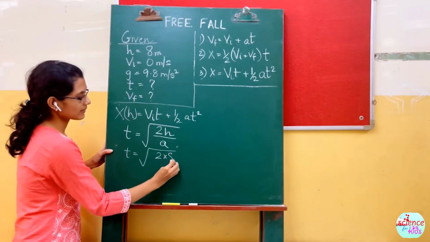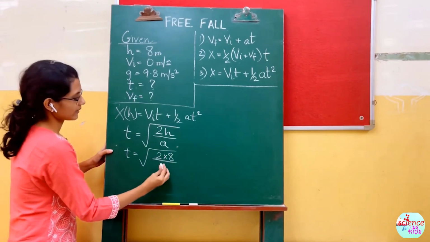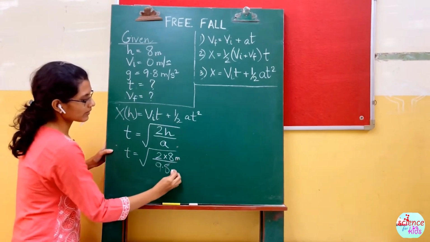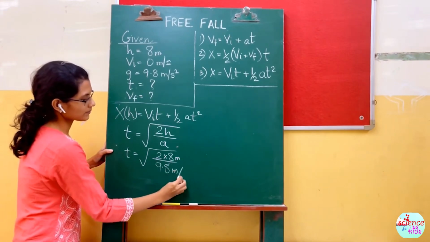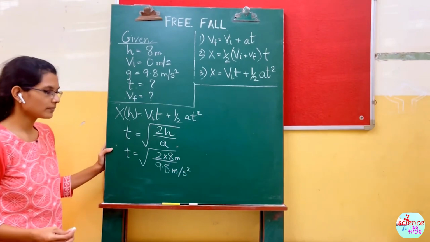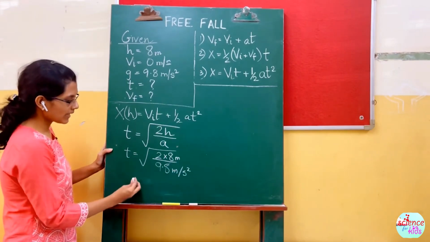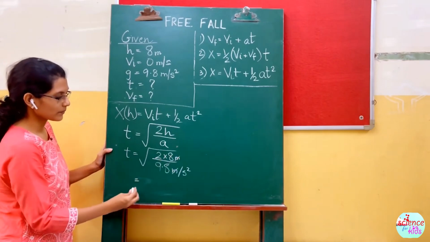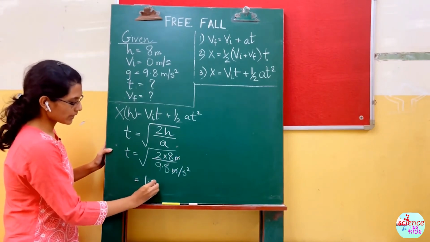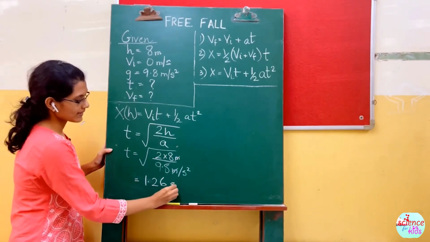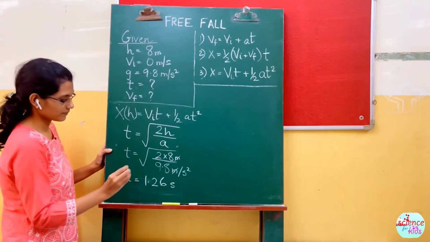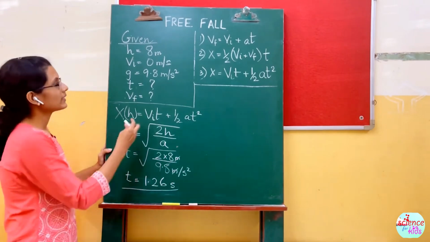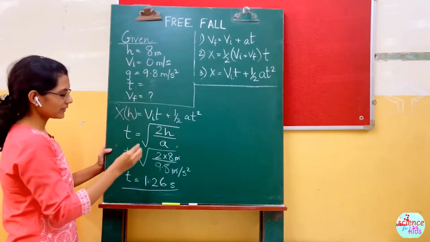So now we will substitute the terms in this equation. h is 8 upon acceleration due to gravity, that is 9.8. We put in the units as well. Okay, so for the final answer, here the meter unit gets cancelled. The final answer is 1.26 seconds. So we found out t. We can add the value of t over here.